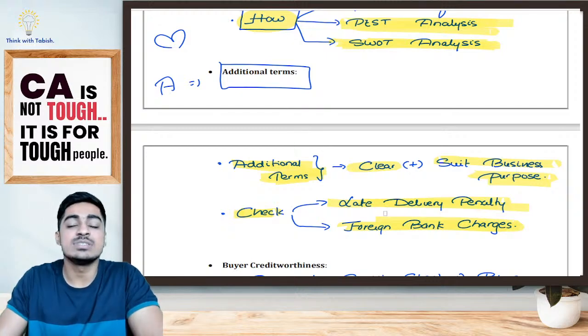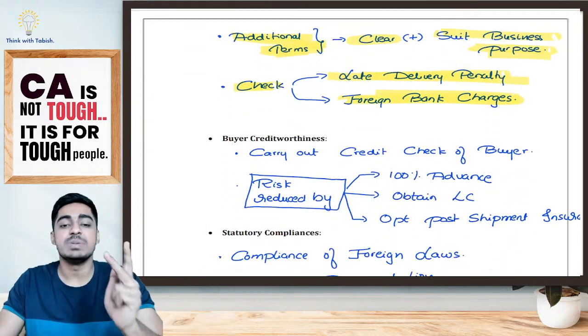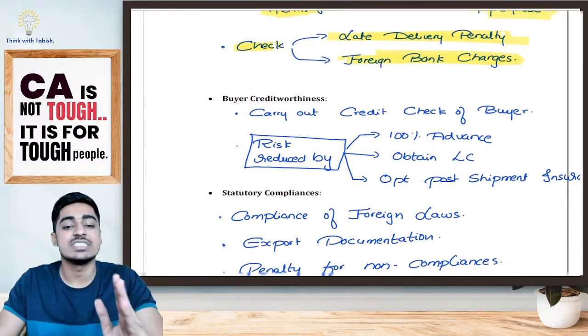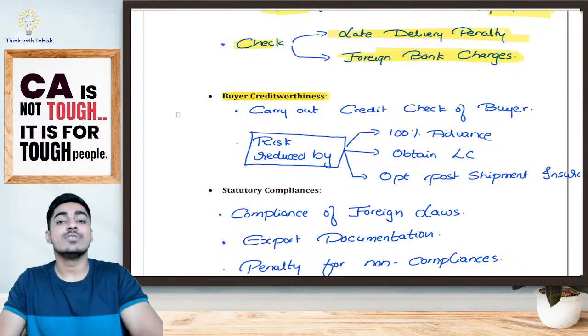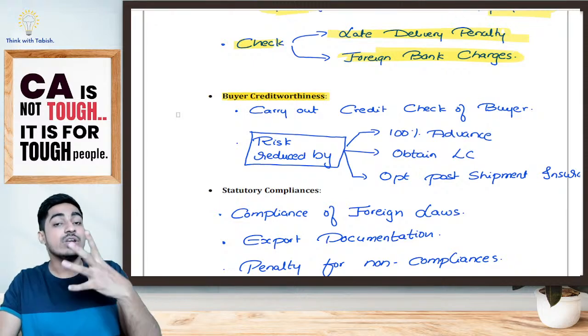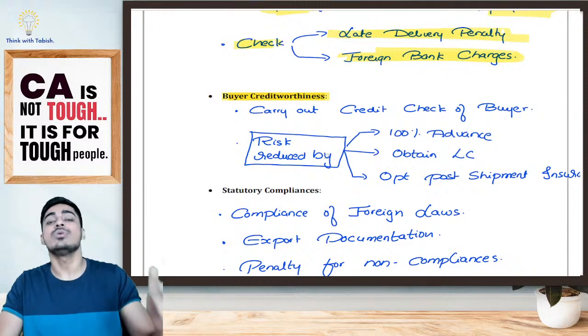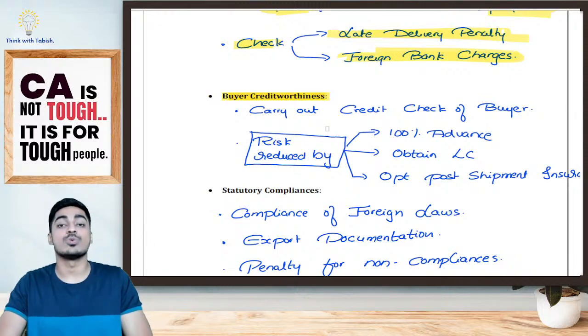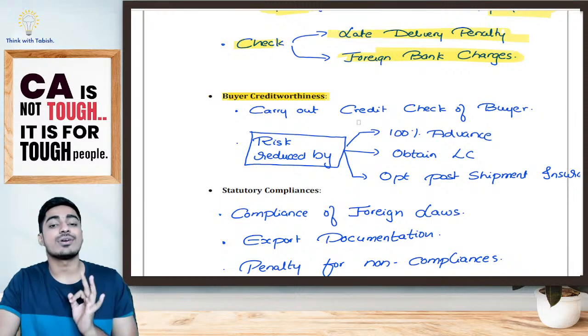So, I love ABS. I is for industry analysis, A is for additional terms, B is for buyer creditworthiness, and S is for statutory compliance. Buyer creditworthiness: we are selling it to a new market. We don't know the customer. We don't know if he is creditworthy or not. We don't know if he will make us the payment or not. So what do we need to do? We have a fear. We are selling the goods. Will we get money or not?